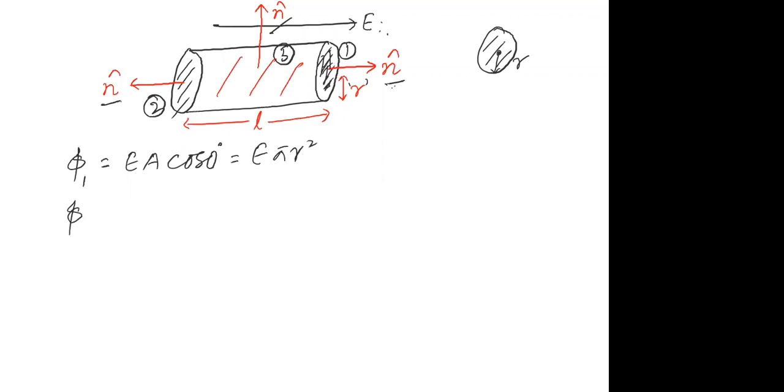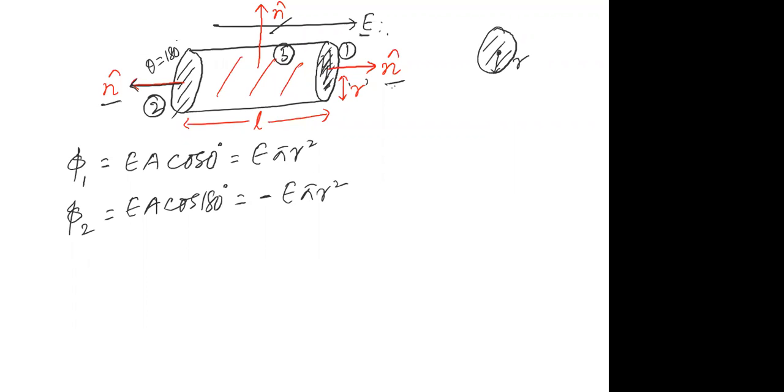Similarly, for the surface number 2, see this. Surface number 2, electric field तो right की direction में है, but area vector is towards left. See this. E A cos 180 लिखूंगा या नहीं? Because for this surface, theta is equal to 180 degree. So you will write it as minus E into pi r square. Minus E into pi r square. This is the value of flux for the second surface.